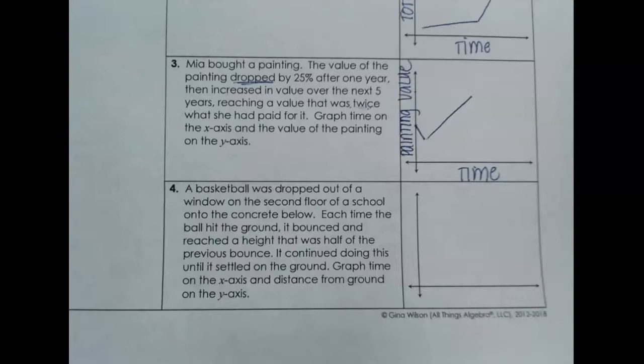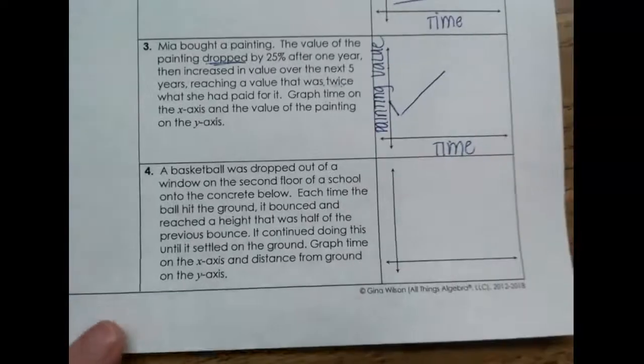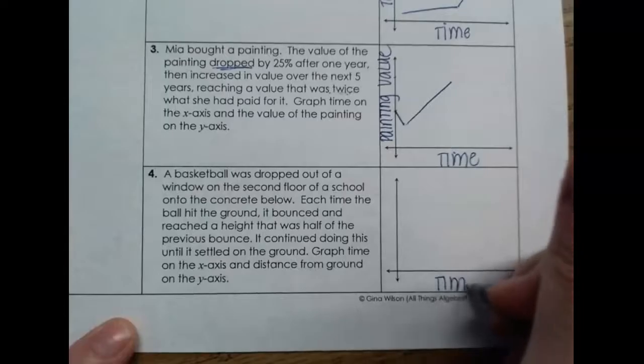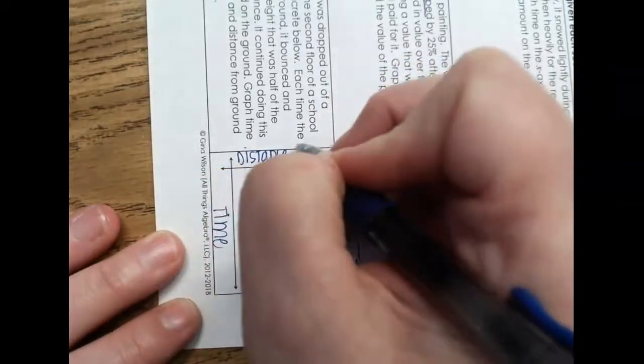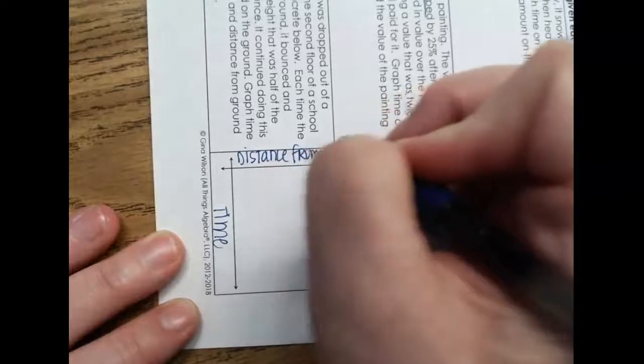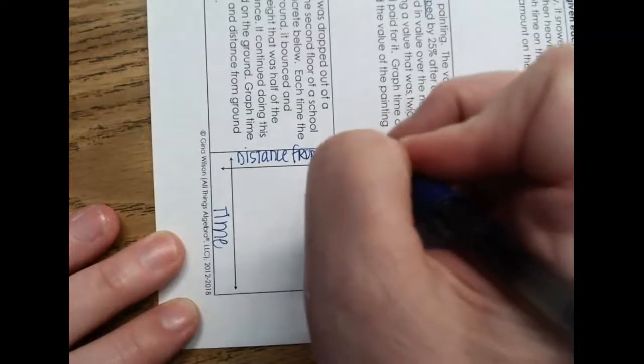So a basketball was dropped out of a window on the second floor of a school onto the concrete below. Each time the ball hit the ground, it bounced and reached a height that was half the previous bounce. It continued doing this until it settled on the ground. Graph time on the x-axis and distance from the ground on the y-axis. Okay, so we've got time and distance from ground. I guess we could have called that height, but they called it distance from ground, so that's what we'll call it too.